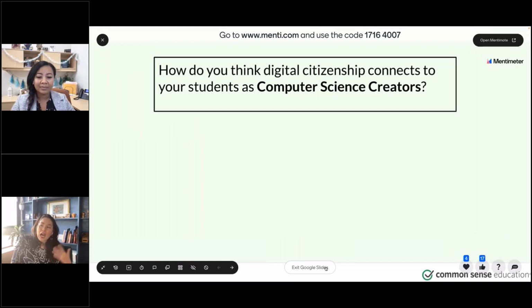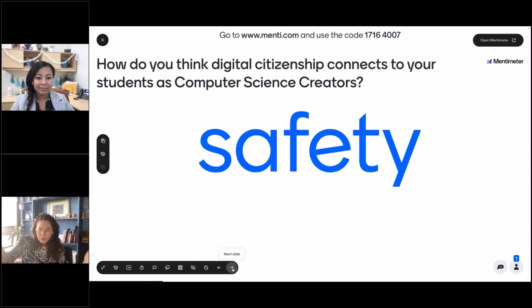So when it comes to how you think of digital citizenship and how it connects with computer science, we have our own ideas that we're going to share today, but I want to start with what all of you are thinking when it comes to the ways that computer science relates to digital citizenship. So I have a word cloud here that I would like you to all think of. Safety might be one great way for people to think about how digital citizenship and computer science relate to each other.